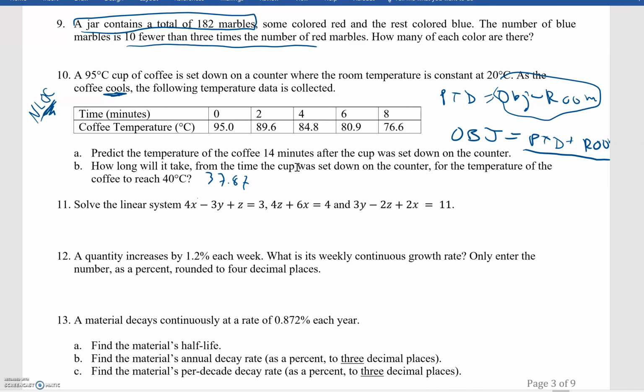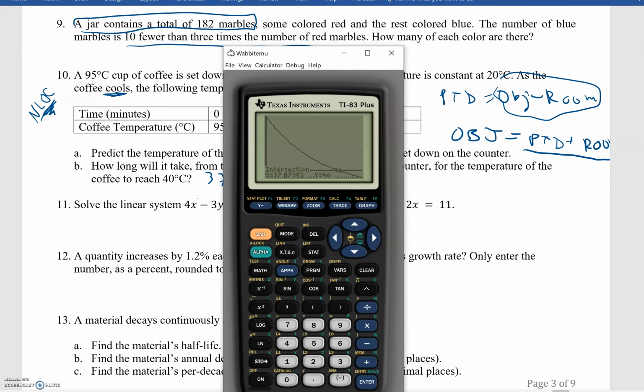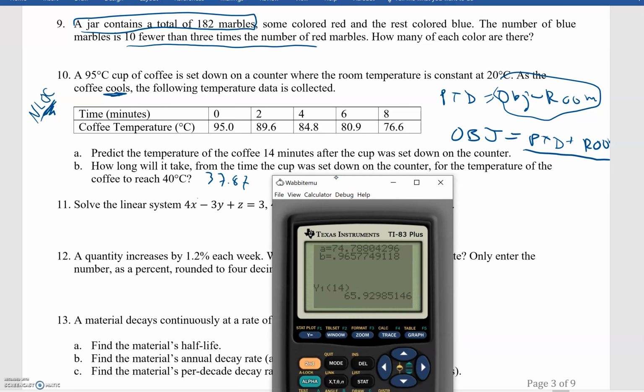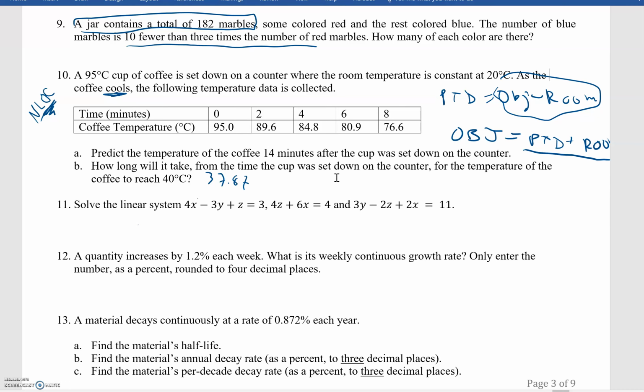Okay. So 65.93 degrees for part A, 37.87 for part B. Okay, let's look at number 11.